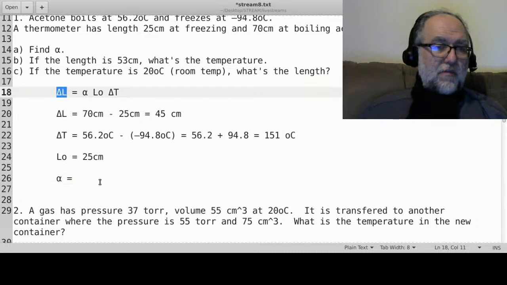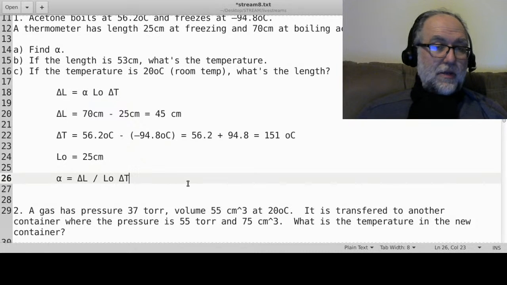Let me just divide both sides of this equation by L naught delta T, like that. Now we can just plug in. In fact, before I plug in, take a look here. You see how this delta L is in centimeters and that L naught is in centimeters? They're going to cancel out.